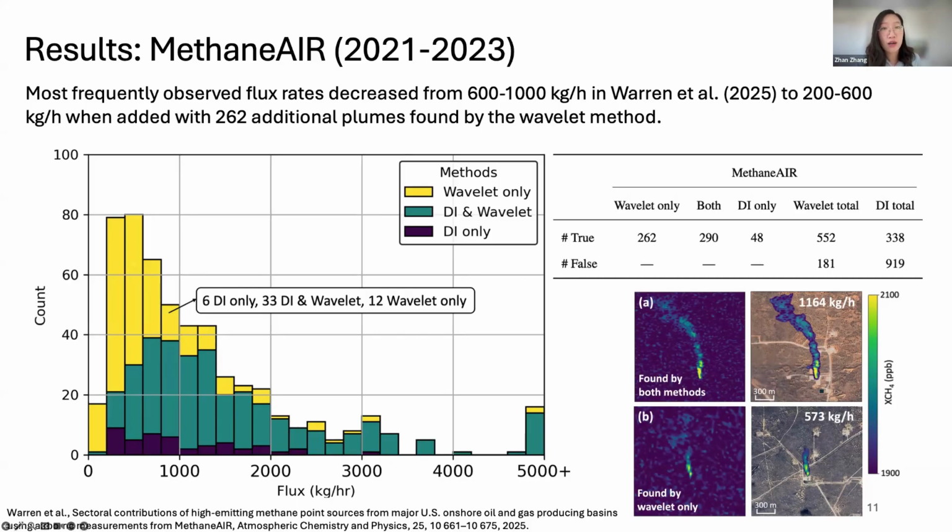The table here summarizes the number of true detections and false detections for each method. The wavelet method generates 181 false positives, which is not a very small number, but it's also significantly lower compared to the DI method. And the wavelet method also missed 48 plumes detected by DI. So let's take a look and see why this happens.